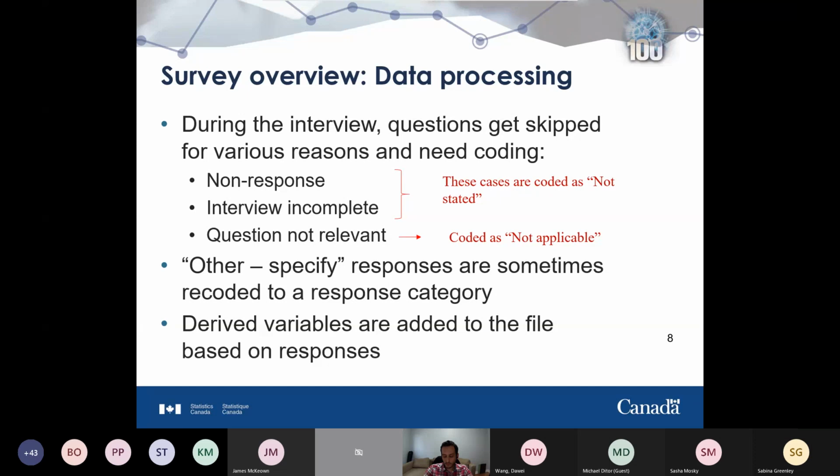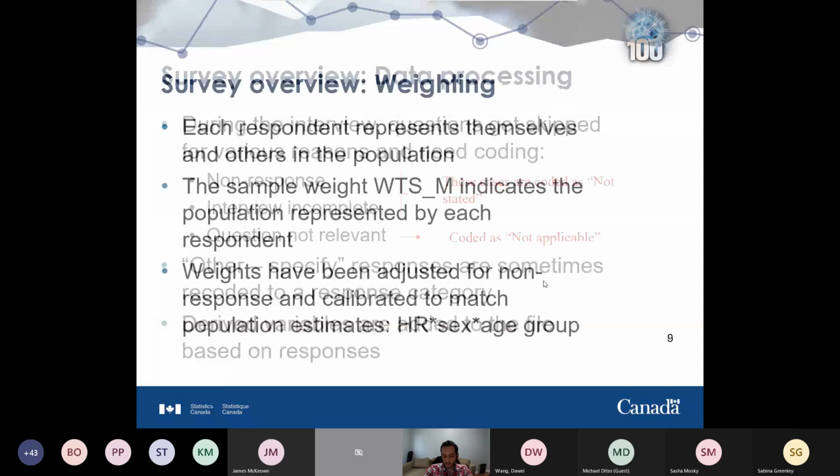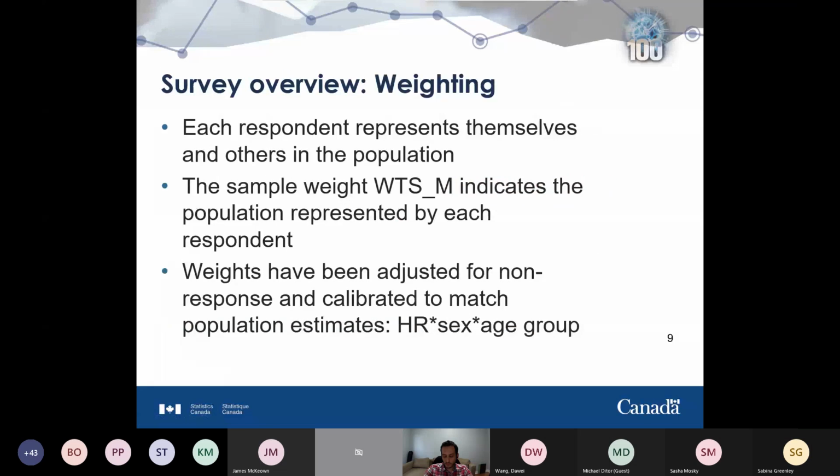Weighting for the survey, this is important methodological information. The survey is a sample survey, so each respondent has to represent themselves and others in the population based on what their characteristics are. The sample weight, WTSM, is a variable that's available on the PUMF. This indicates for each record how many in the population is represented by this one particular record. These weights are adjusted for non-response and are calibrated to match population estimates at the health region, sex, and age group level.